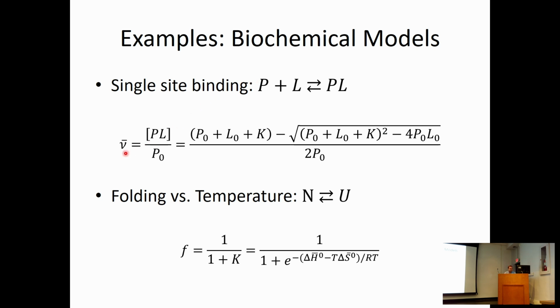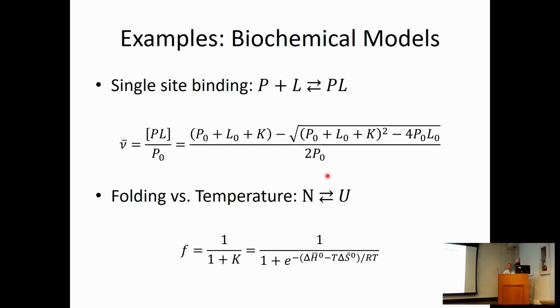And this is a lot of equation and jargon here, but if I want to know the concentration of the bound species, so the PL species, over the total protein, so the total protein concentration that I started with, I can derive it. And if you're curious, I can tell you how to do this, but I think nobody's curious.